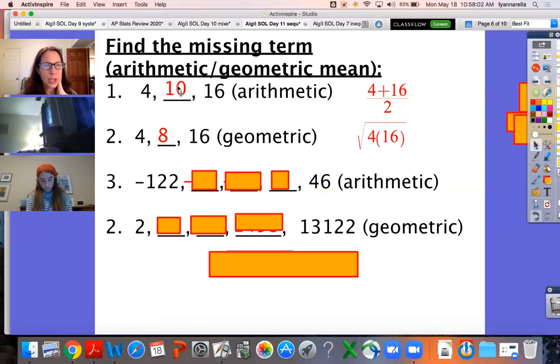Okay, and you can always check if it works. So 10 minus 4 is 6, 16 minus 10 is 6. So that works. 8 divided by 4 is 2, 16 divided by 8 is 2, so that works.